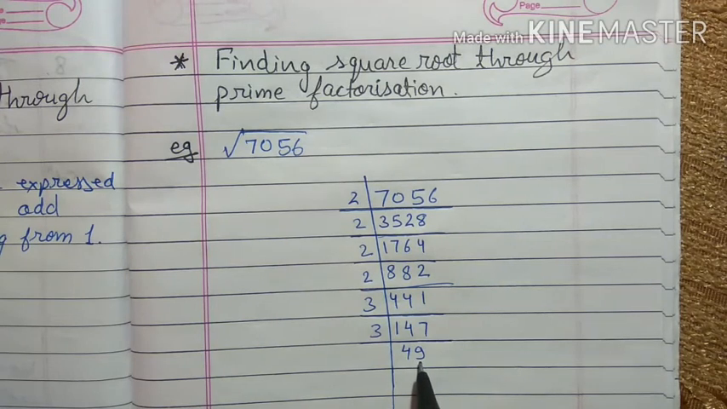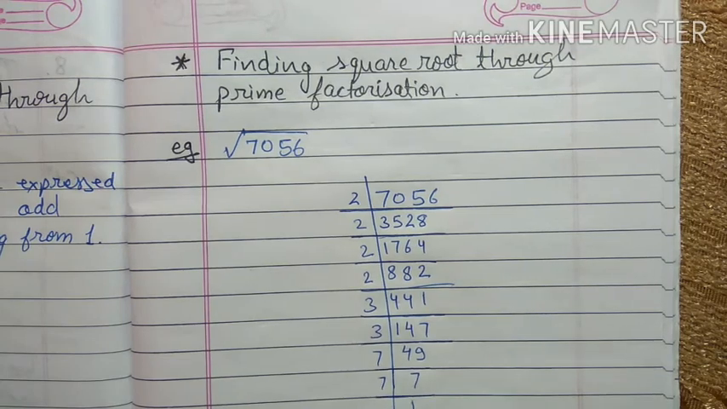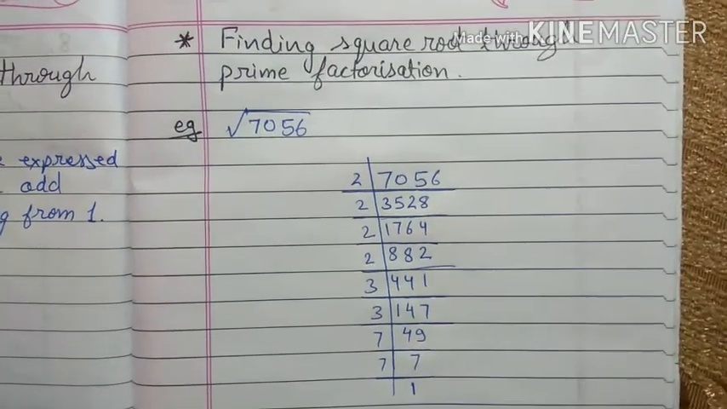Now what to do next? 4 plus 9 is 13. 13 is not divisible by 3. We have to check by the next prime number, that is 5. Since the last digit is 9, it is not divisible by 5. So we check the next prime number, that is 7. Yes, 49 is divisible by 7. So 7 sevens are 49, and then 7 ones are 7. We have to stop over here.